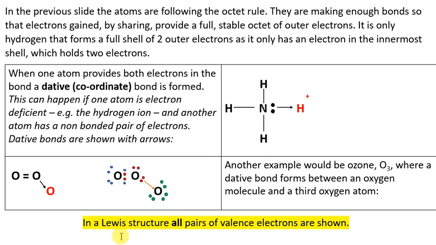Moving on a little bit, in a Lewis structure, all pairs of valence electrons are shown. With my NH4+ example, all valence electrons are shown. That's a Lewis structure. With ozone, I'm not showing the non-bonded electrons in the diagram on the left. That's not a Lewis structure. But the other one, with each electron drawn out in blue, red, and green, is a Lewis structure.